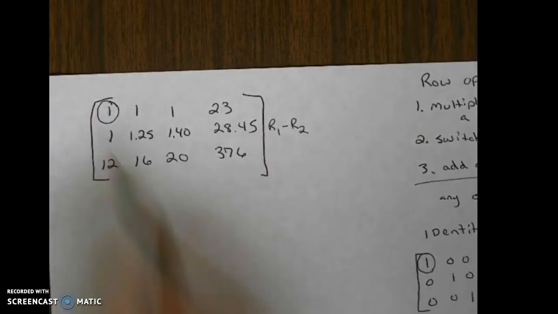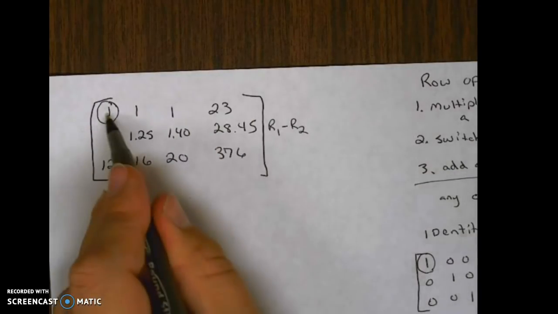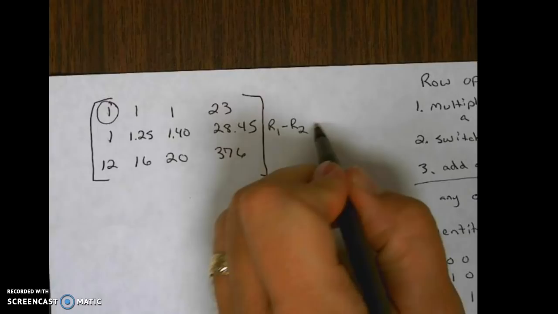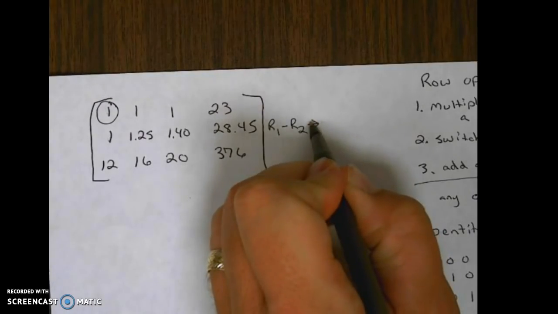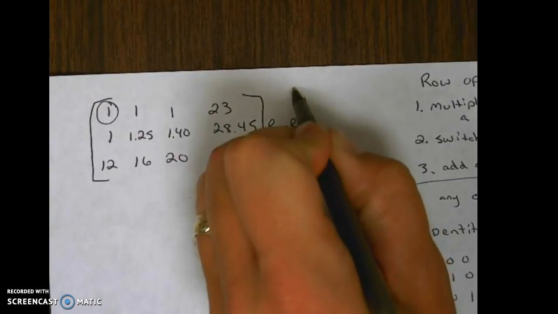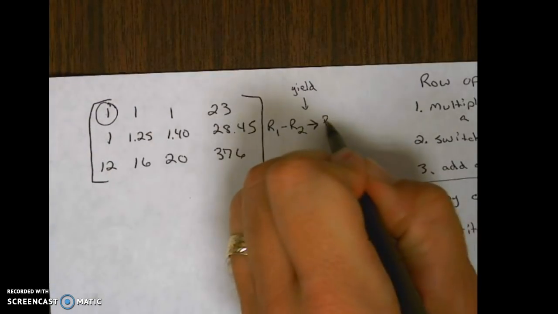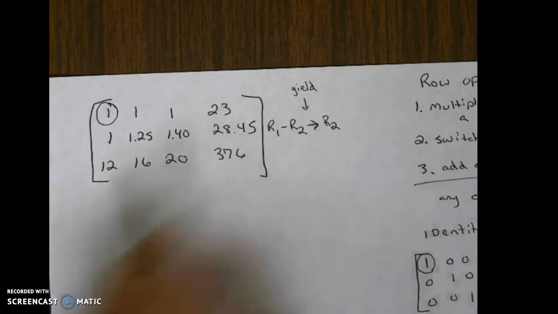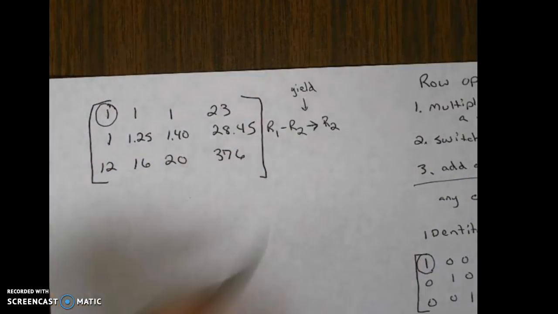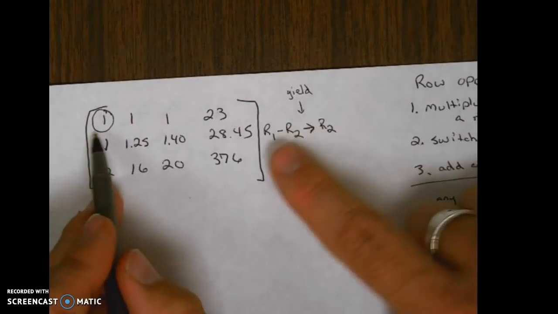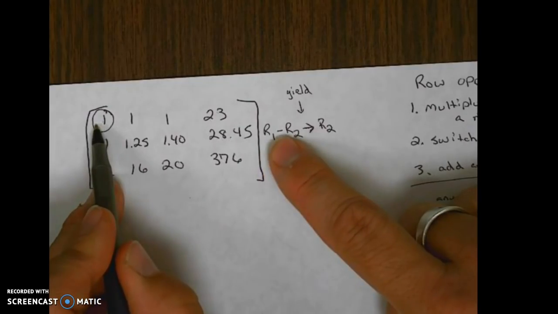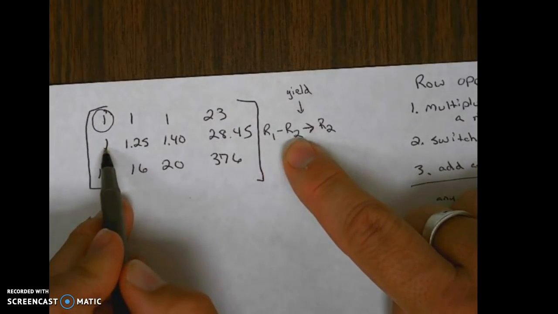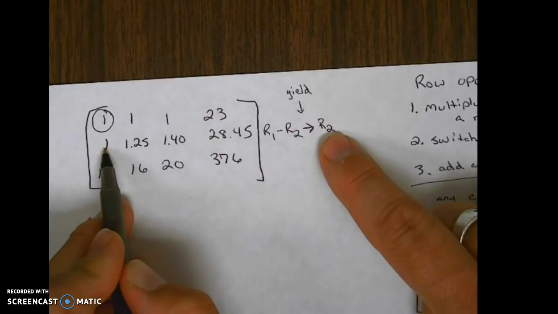So remember, you have to use critical thinking. You have to think about how you're going to get these numbers. When you subtract row 1 minus row 2, this is going to yield, that's what this arrow means, a new row 2. This is the row that we're changing. We're not changing row 1 right now. We're only changing row 2. So let's do the math. 1 minus 1. That's going to give us 0.